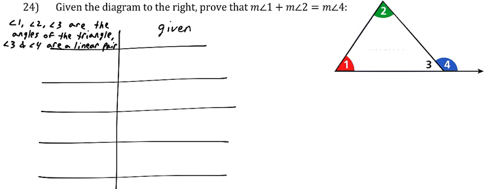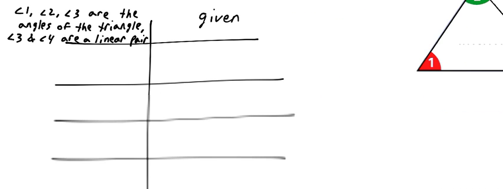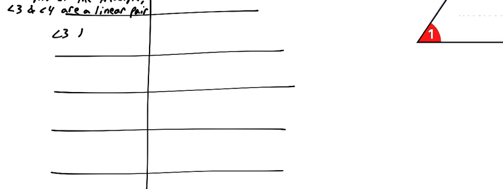Now, the first thing I think a lot of you are starting to notice is that angle 3 and 4, what do we notice about them? They lie on a straight line, right? They're lying on this straight line. What does that mean? They add up to 180. So let's write that. Angle 3 plus angle 4 equals 180. You could write linear pair. As you know, I like to write angle addition postulate.